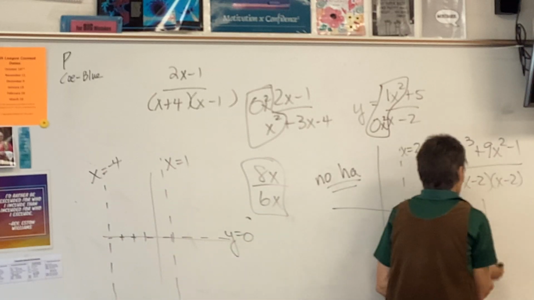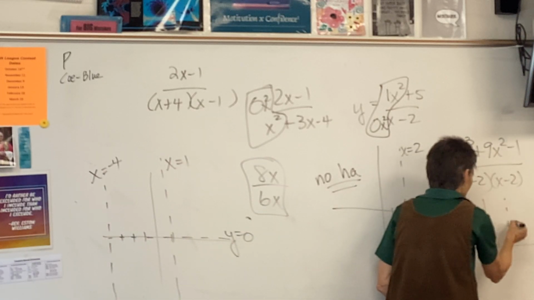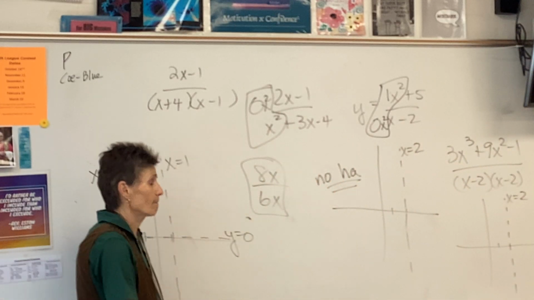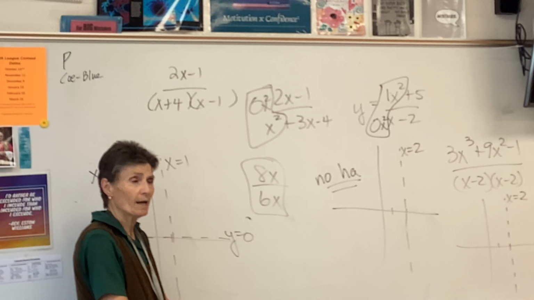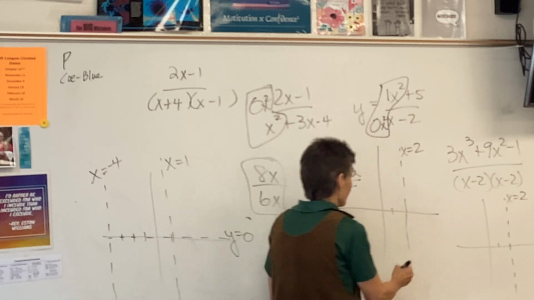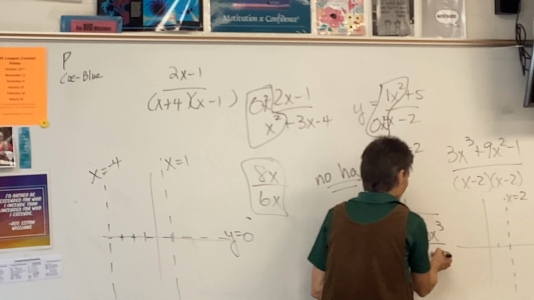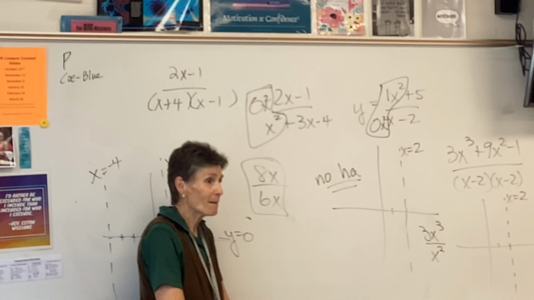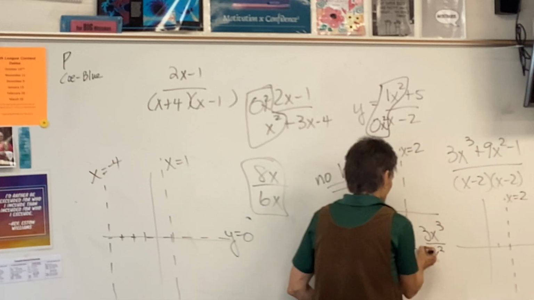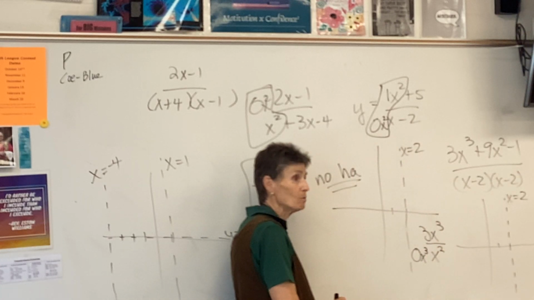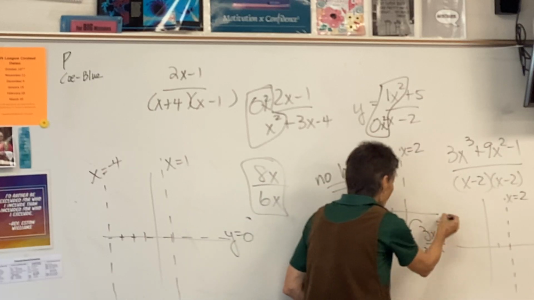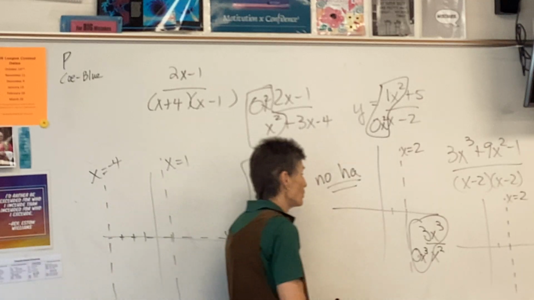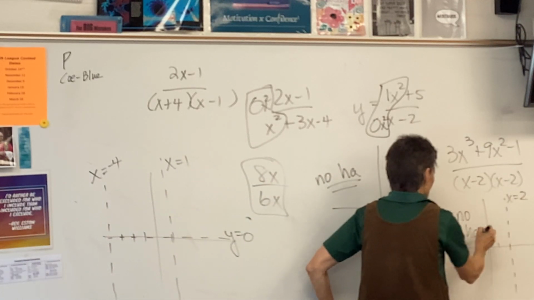So here we go. They're the same, so there's only one vertical asymptote. It's at x equals 2. What about a horizontal asymptote? I've got 3x cubed over x squared. Can't do that. They have to match, so make them match. Put an x cubed on the bottom. It would have to be a 0. What about 3 over 0? Can't do it. So no horizontal asymptote.